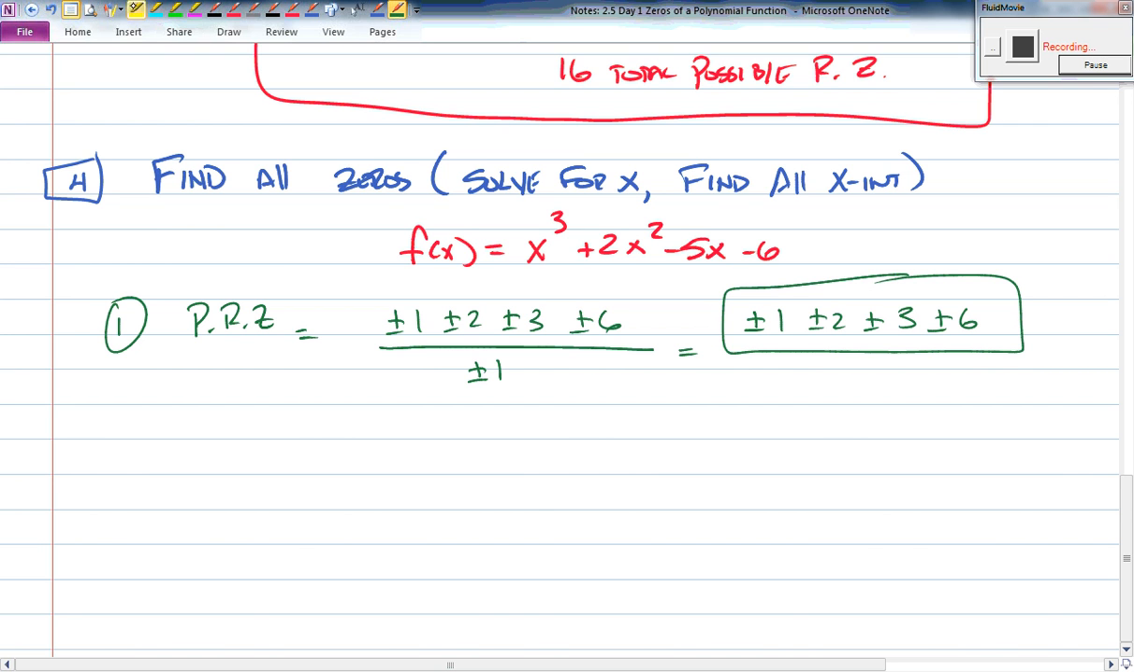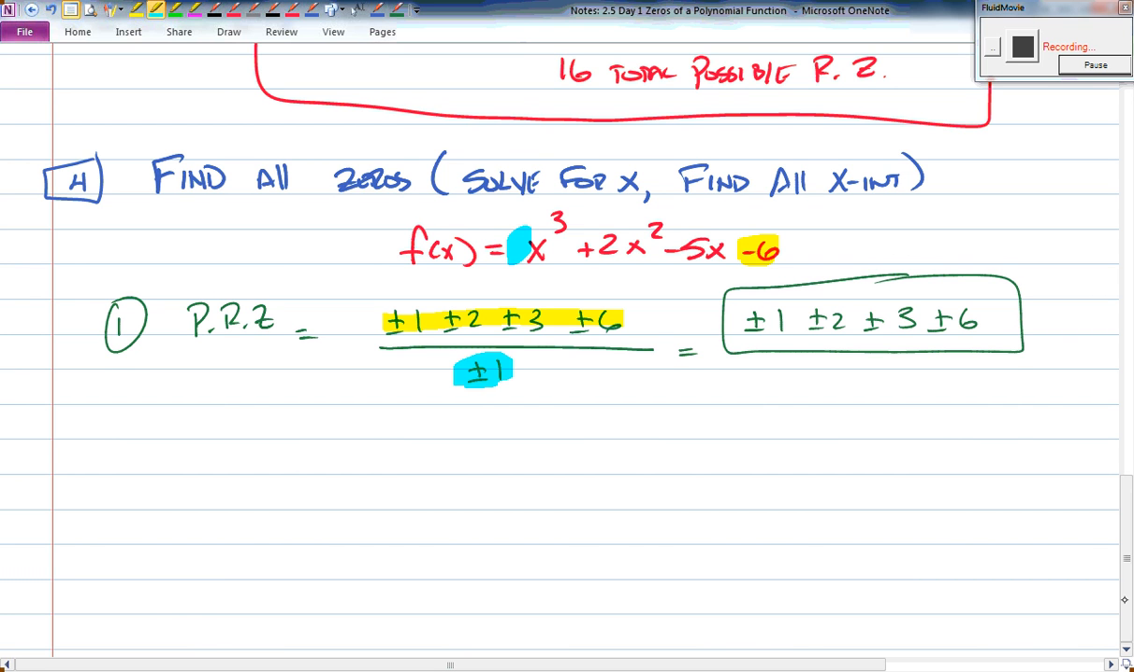These are all the factors of this number. Oh, okay, this has nothing to do with the other one anymore? Yeah, this is a different box. And then this is all the factors of my leading coefficient, and I'm taking the quotient of all those. Y'all good with that part?